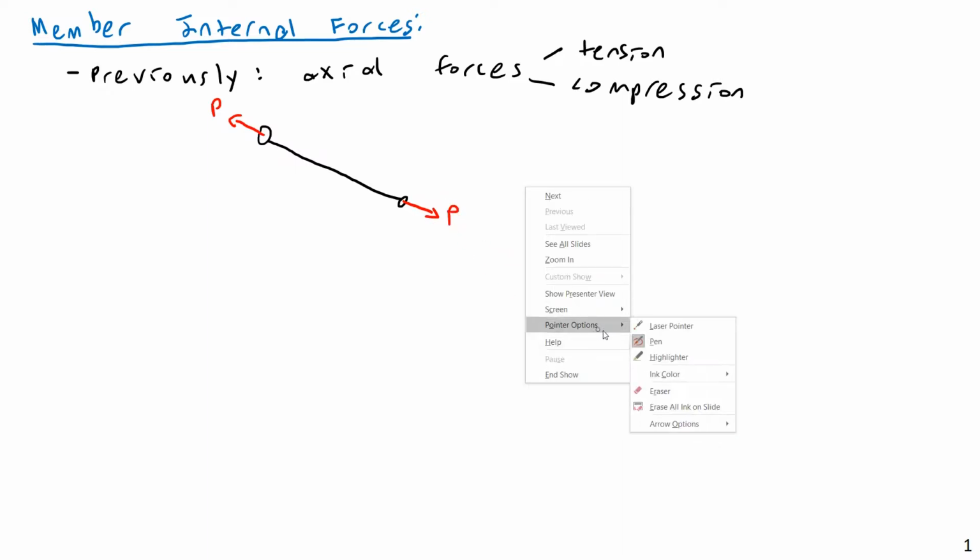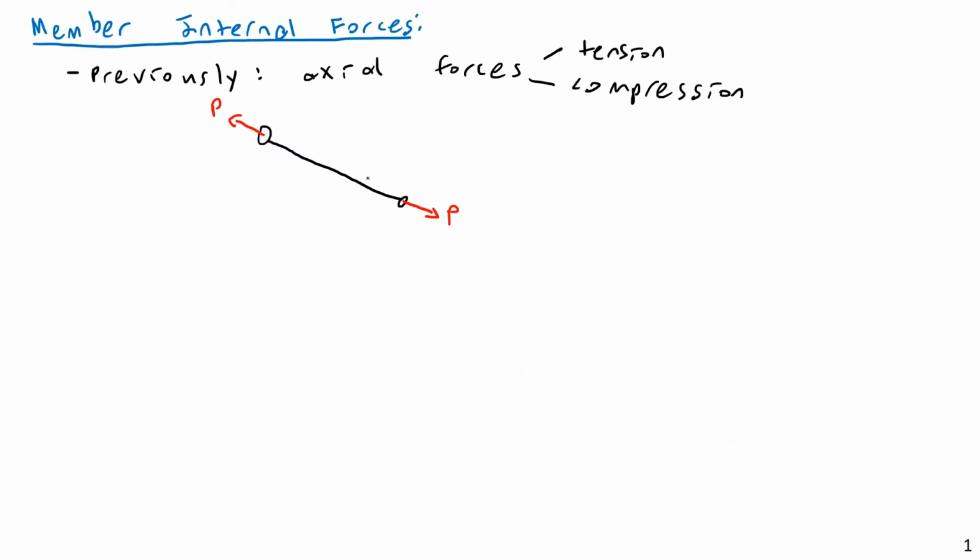But as we discussed previously, truss members are a very special case of member. It's very uncommon that you will have all of those conditions met, where both ends of the member are pins, the member is entirely straight, and there are no other forces applied anywhere except at the joints.